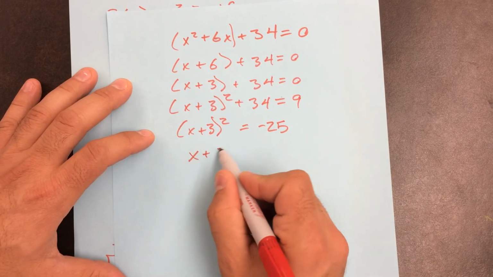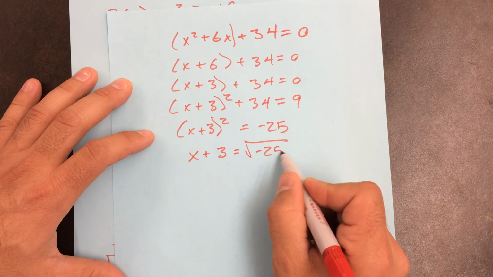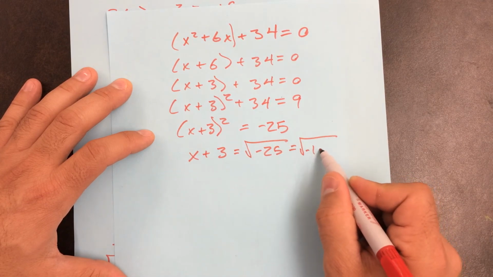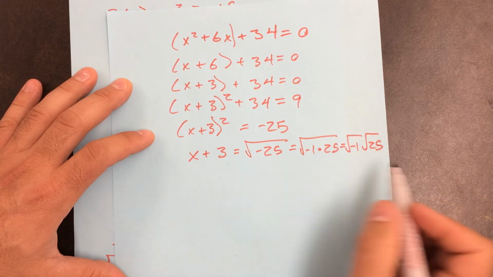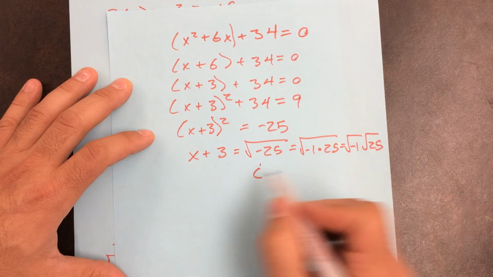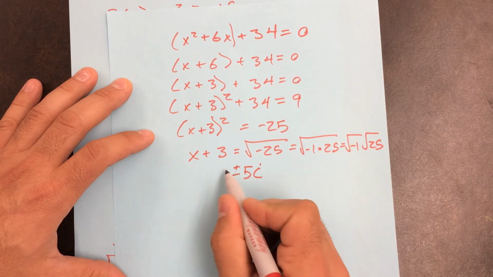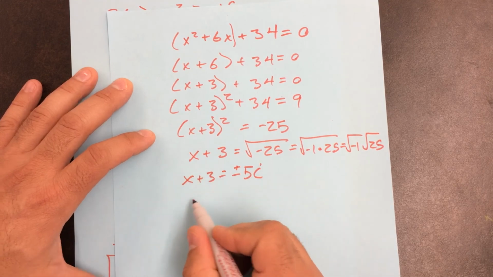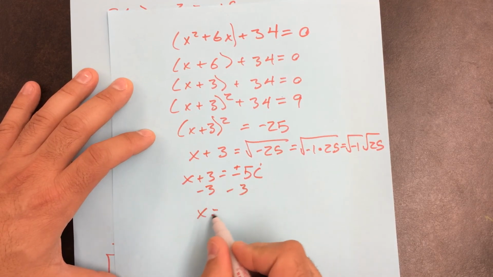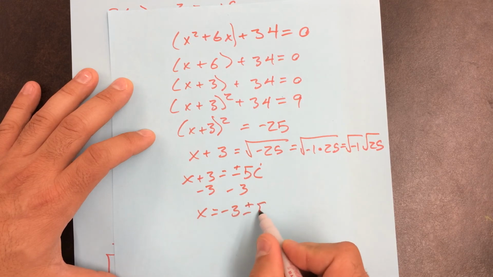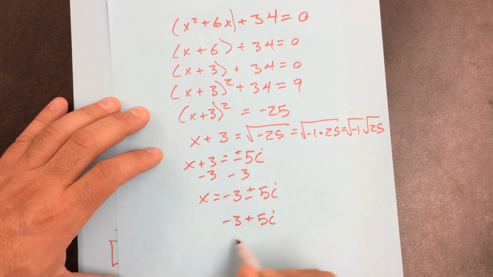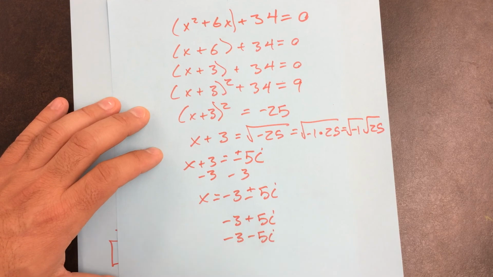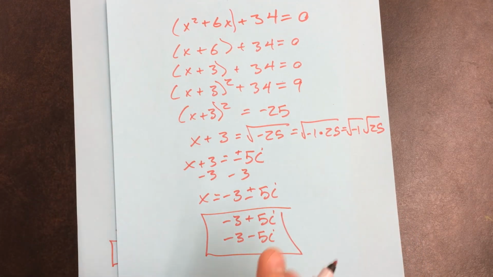I'm going to square root. Square root of negative 25 is the same thing as the square root of negative 1 times 25, or the square root of negative 1 times the square root of 25. Square root of negative 1 is i. Square root of 25 is 5. Whenever I do a square root, I put a plus and a minus. Now I'm going to subtract 3. So my answer is going to be x equals negative 3 plus and minus 5i. The two complex numbers here are negative 3 plus 5i and negative 3 minus 5i. These always come in multiples of 2. Always. If you have an imaginary number, it has to be in a multiple of 2. And that's it.